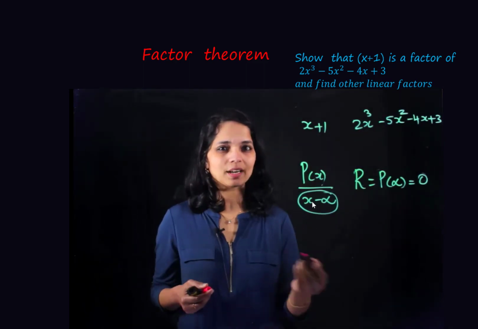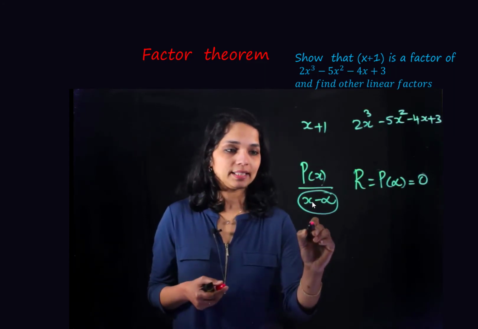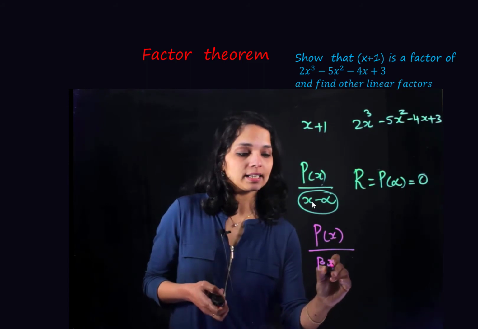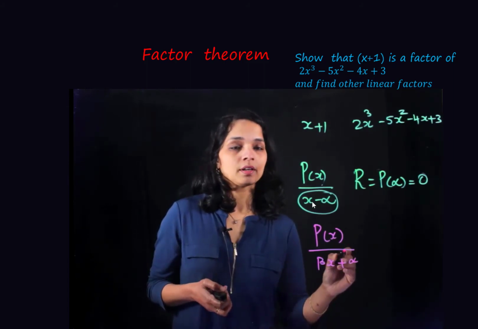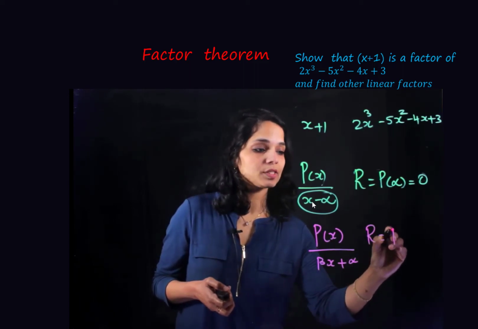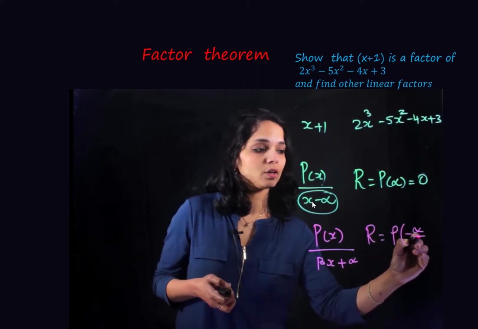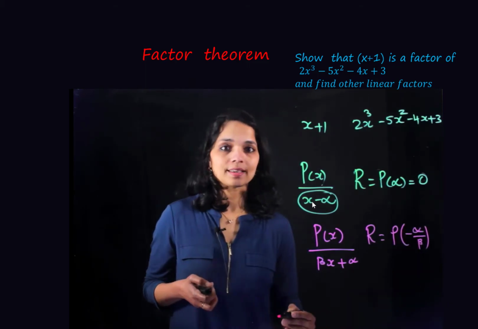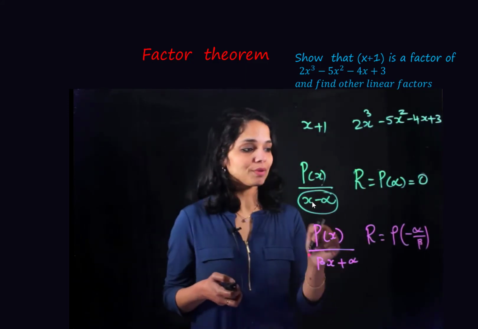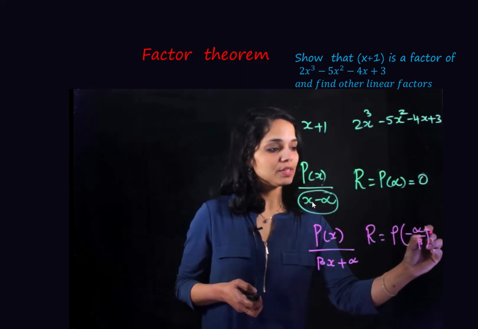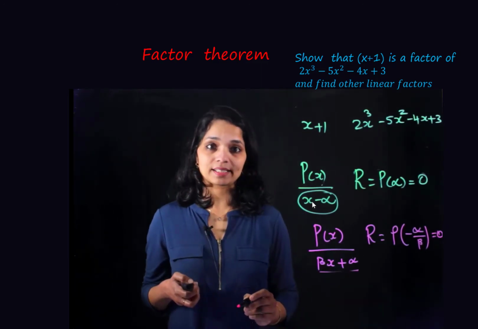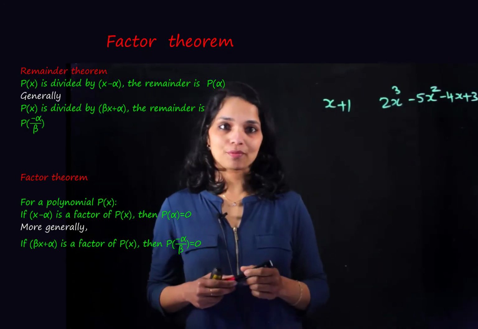So we have this general statement of the remainder theorem. If p of x is divided by beta x plus alpha, then R, the remainder, is p of minus alpha on beta. Okay, so the corresponding factor theorem for this statement is, if this remainder is 0, then beta x plus alpha is a factor. Now let's solve this problem using the factor theorem.